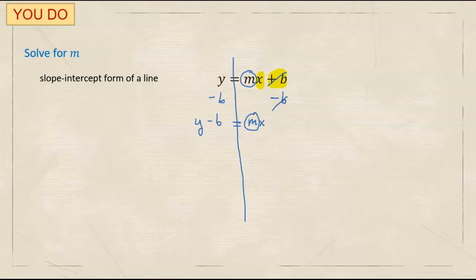Remember, we're still getting m by itself, so what's our last step? We have m times x. Our inverse operation will be divide by x. These x's will cancel. We get y minus b over x equals m. Notice once again, this doesn't simplify. We just get a rearranged equation with m by itself.